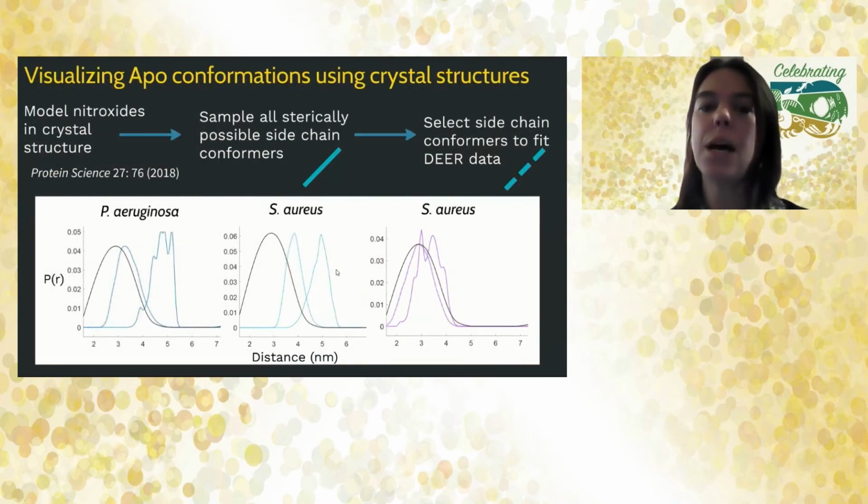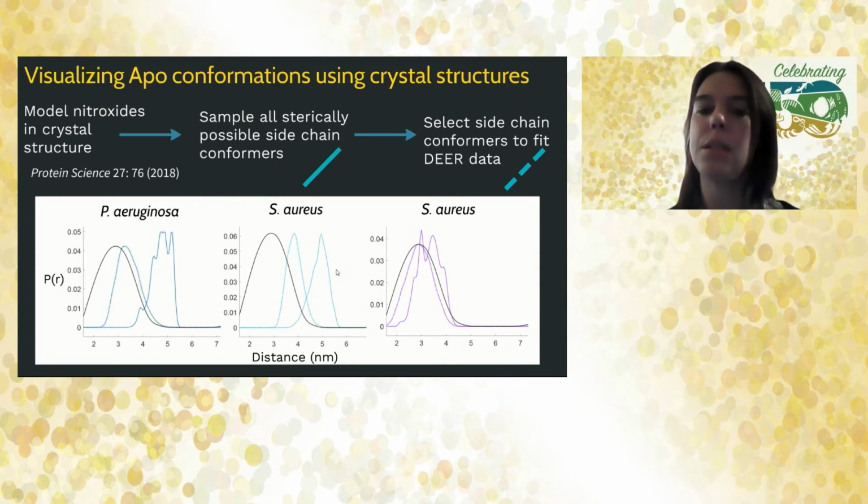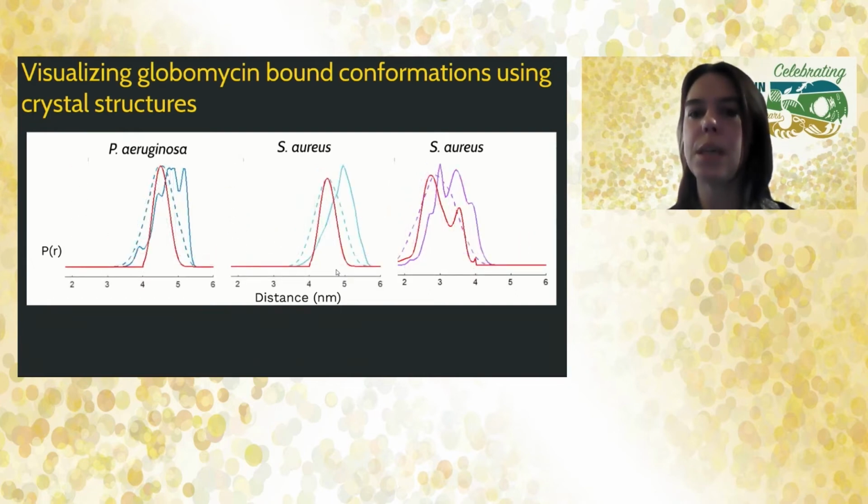For the sake of time, I'm not going to go through much of this, but we used Jessica's program to model the side chains and then fit the DEER data for the apo. And indeed, the apo structure looks a lot like the structure with the myxovirecin bound. And when we look at the globomycin bound conformations, if we just look at the longer distance, it is captured by the globomycin bound structures and not by the myxovirecin structure.